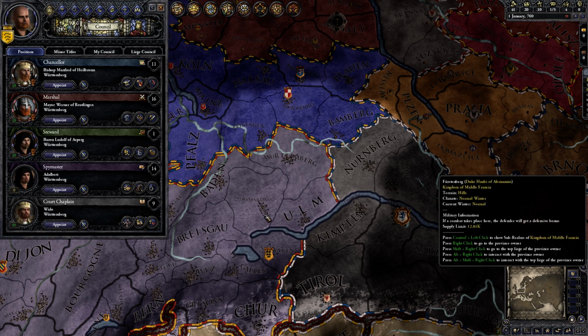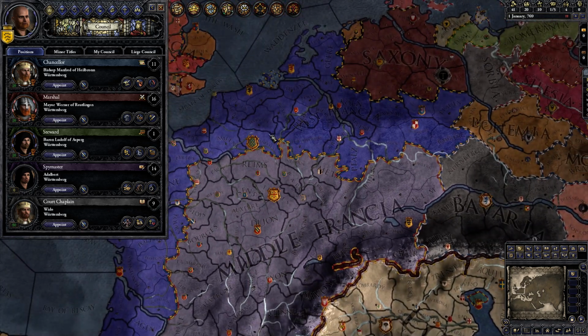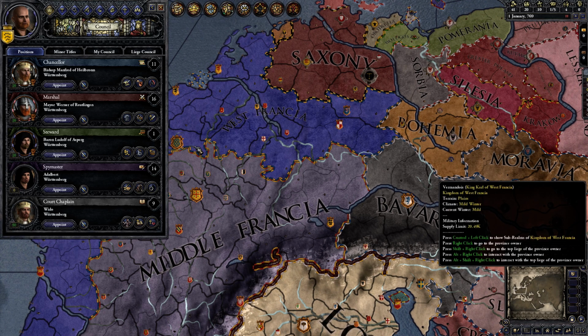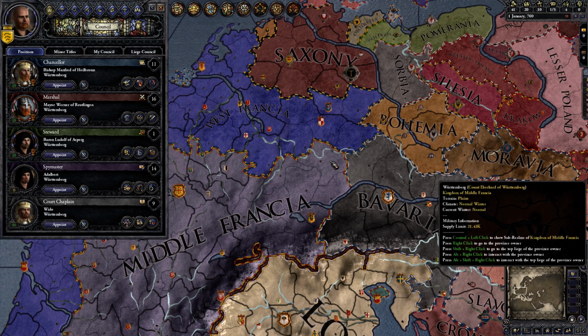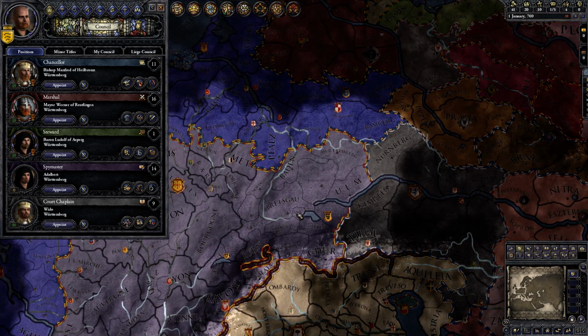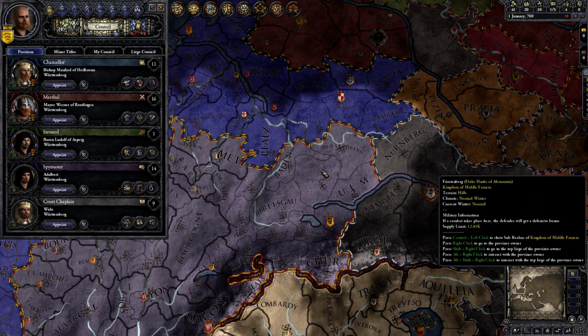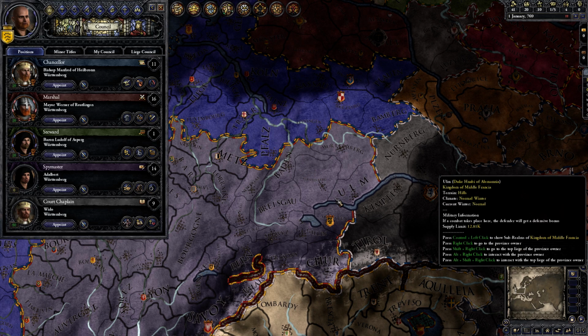So we don't want to piss off our liege. We don't want to go to war with another king, because the king is always protecting his vassals, and we are only one county count. We can't go up against the king of West Francia or Bavaria. So we will try to fight inside our realm, because then no king will come to his aid.